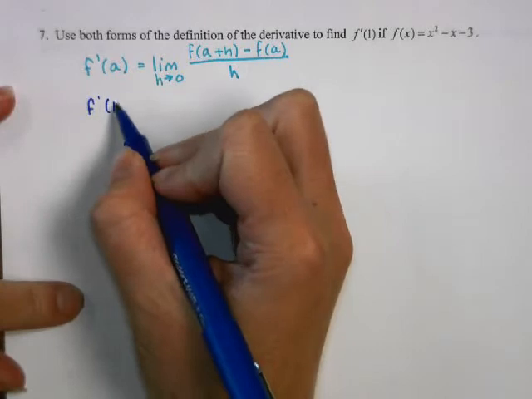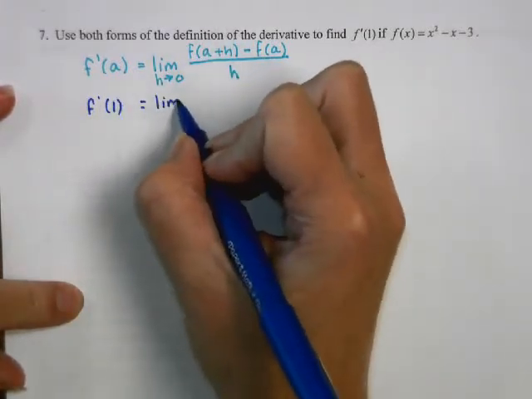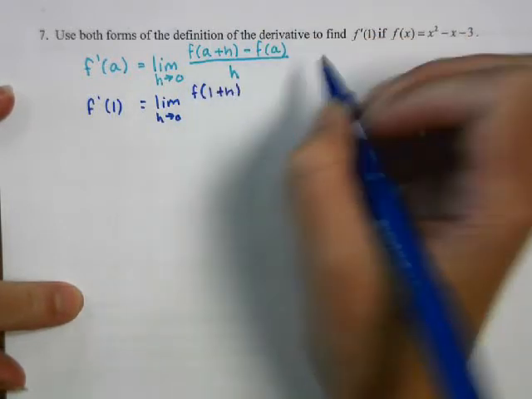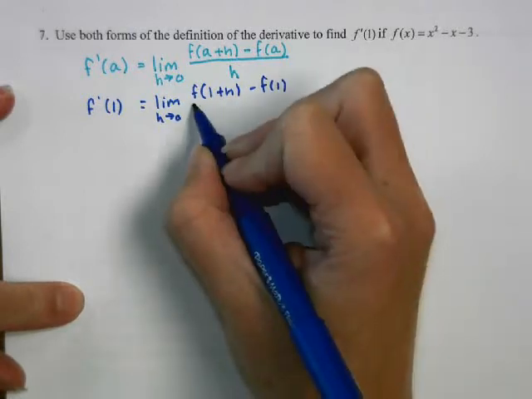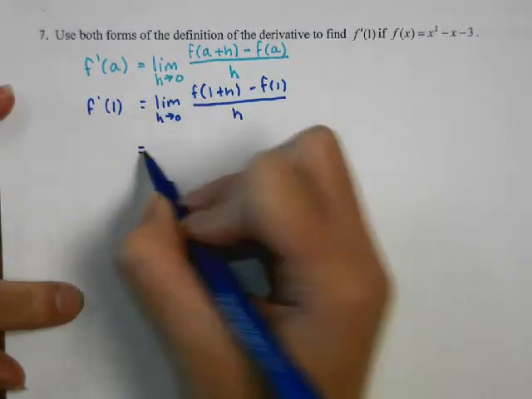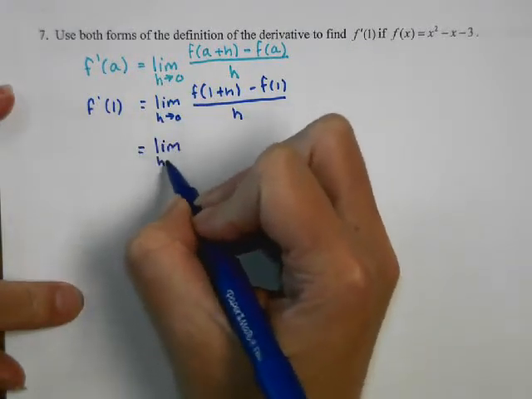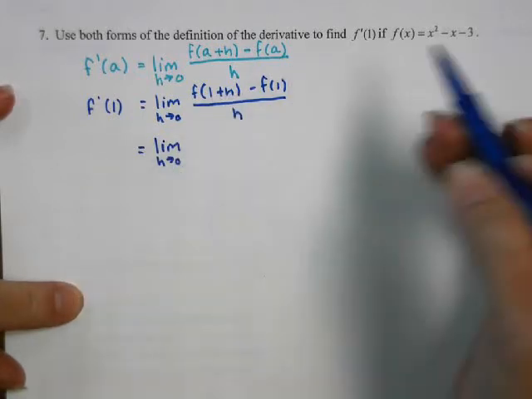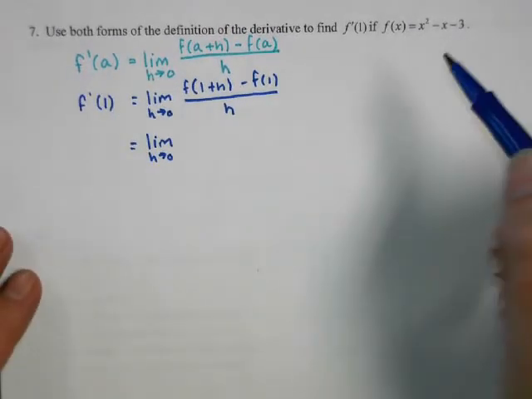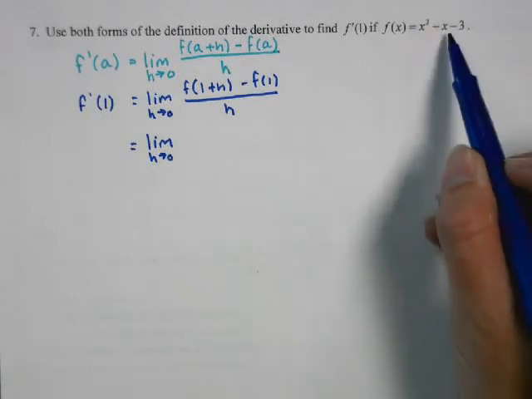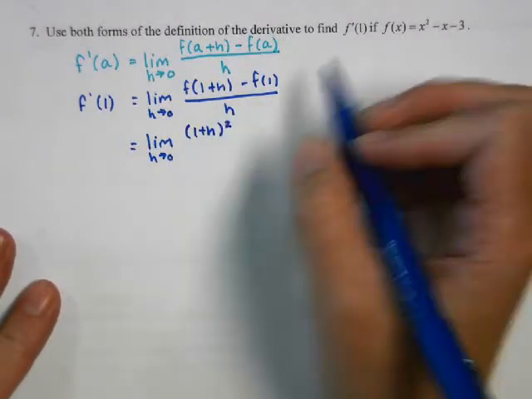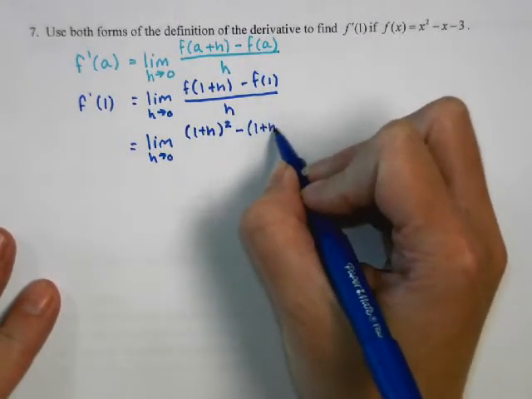So we're finding f prime of 1. So that's going to be the limit as h goes to 0 of f of 1 plus h minus f of 1 over h. So f of 1 plus h, we're going to take 1 plus h. We'll plug in 1 plus h here, and we'll plug in 1 plus h here. So this is going to be (1 plus h) squared minus (1 plus h) minus 3.